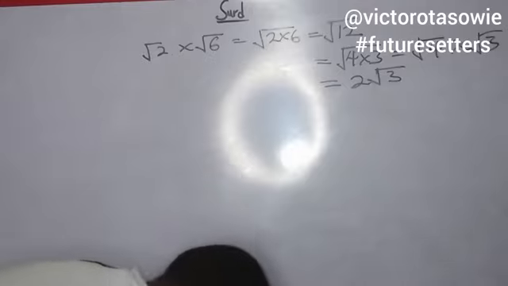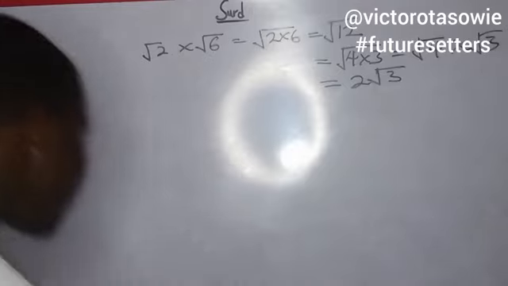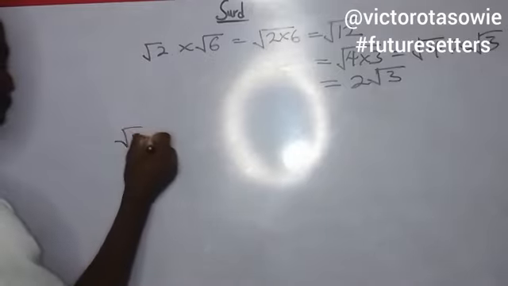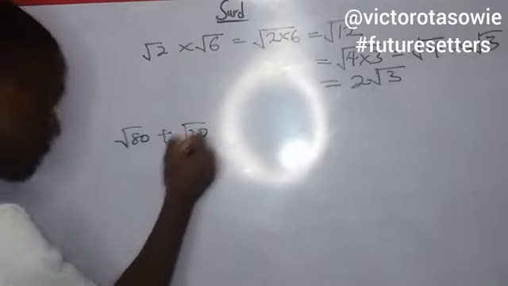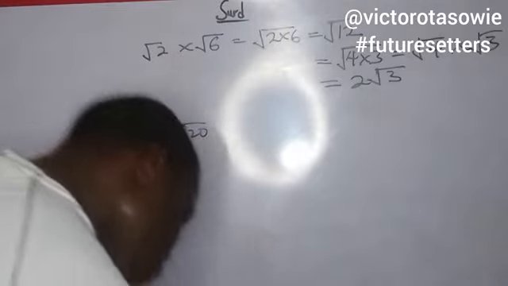Simplify root 80 plus root 20 minus root 45.